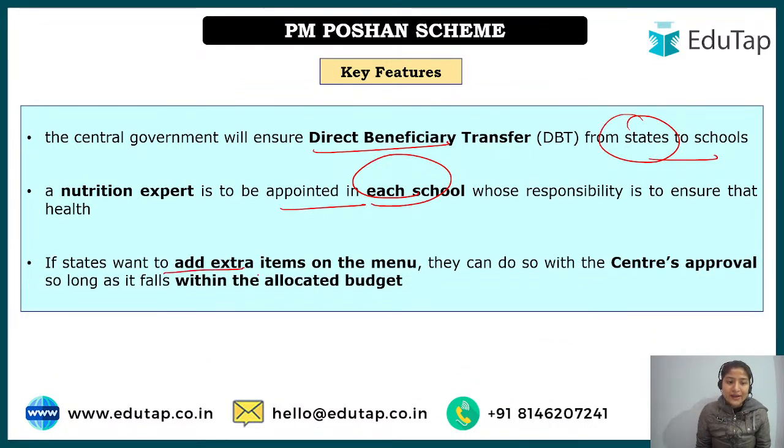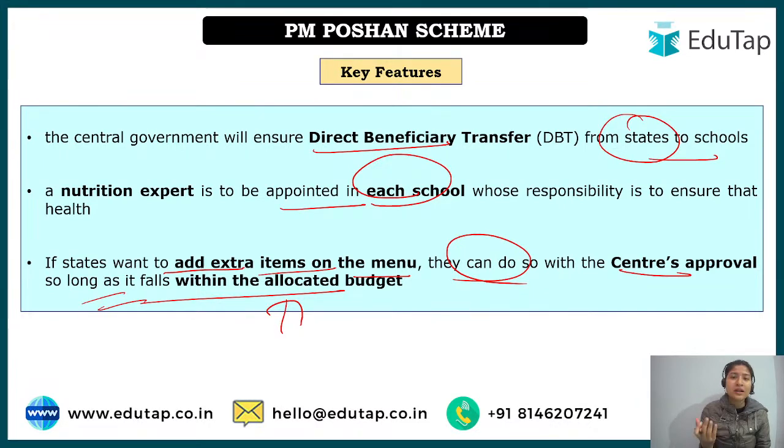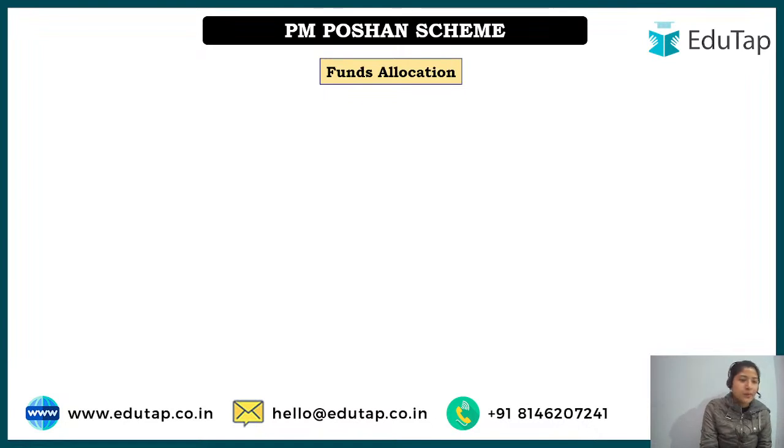If a state wants to add an extra item on the menu, the supplementary nutrition that we talked about, they can do so with the center's approval, as long as it falls within the allocated budget. Because at every school a proper budget allocation will be there, right? So if the school wants to add something extra in the menu and they can afford it, maybe because the rates in those areas are lower in comparison to the rest of the state or the rest of the nation, right, they can add items to the menu, but it should be under the allocated budget.